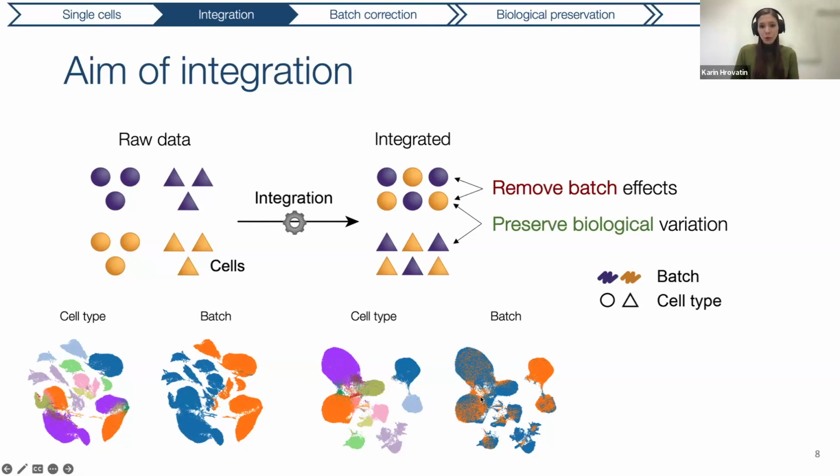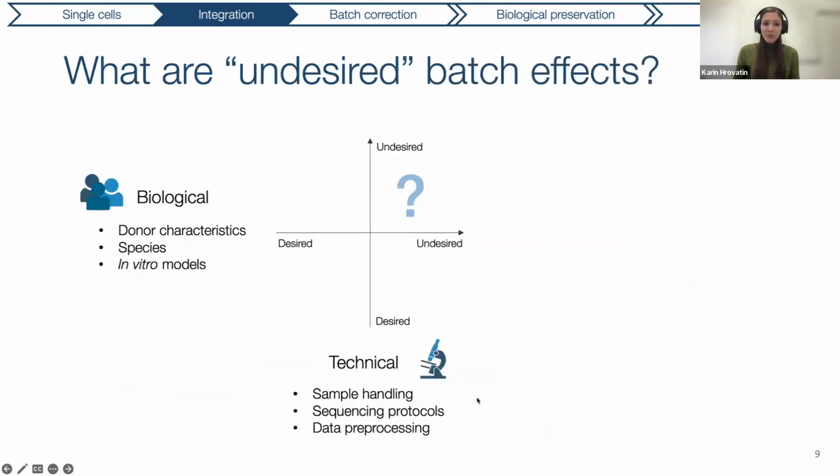Therefore, the overall goal is to remove batch effects while preserving biological variation. Now, one important question when we do integration is, of course, what are undesired batch effects?